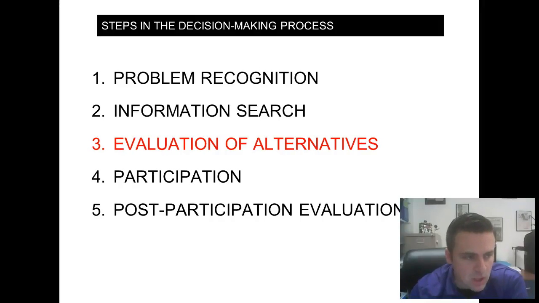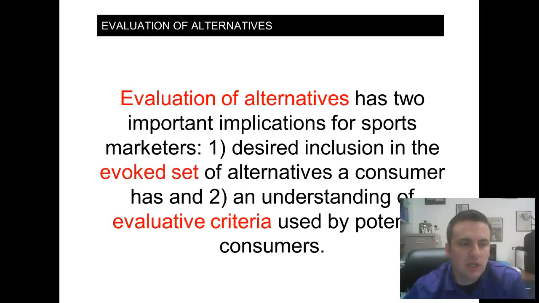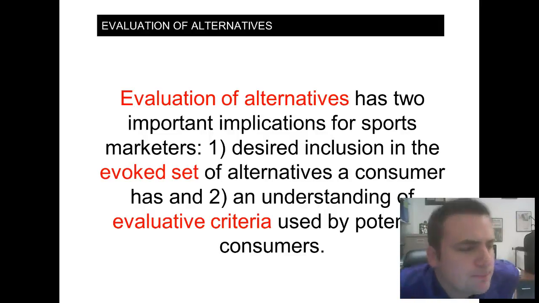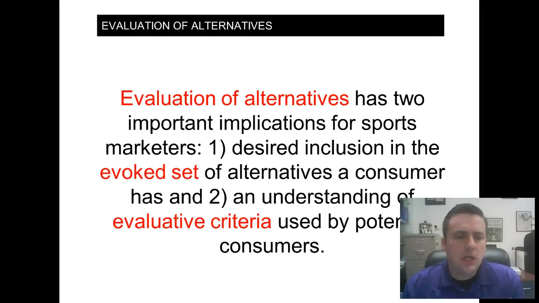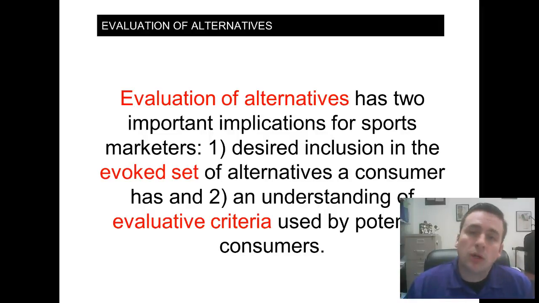Okay. So now we've gathered all this information, we have to evaluate what's most important to us. This is the evaluation of alternatives. So in here we're looking at this idea of the evoked set and evaluation criteria. It's important for us to understand two implications. First, that there is a desired inclusion, what we call an evoked set. I'll talk about this in a second. We use this evoked set, or groups of sports that we might want to participate in, and a set of evaluation criteria to decide whether or not we're going to participate in it.